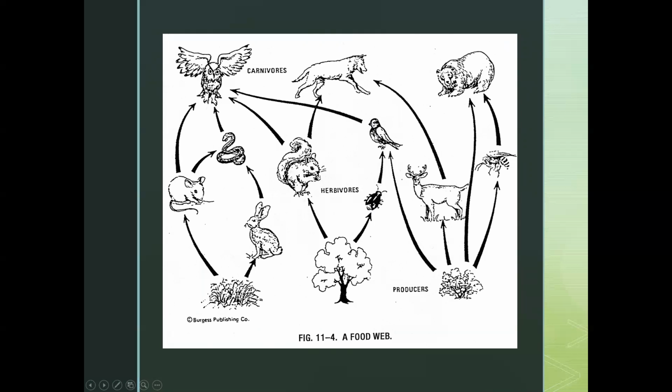Even though this bird could eat nuts or berries or something, they also eat the insects that have eaten the plants. So we're going to call them a secondary. And then you've got an owl over here that would be the tertiary consumer. And you could even have this wolf eat this owl. And then you've got a quaternary consumer. This is a very simplified food web.